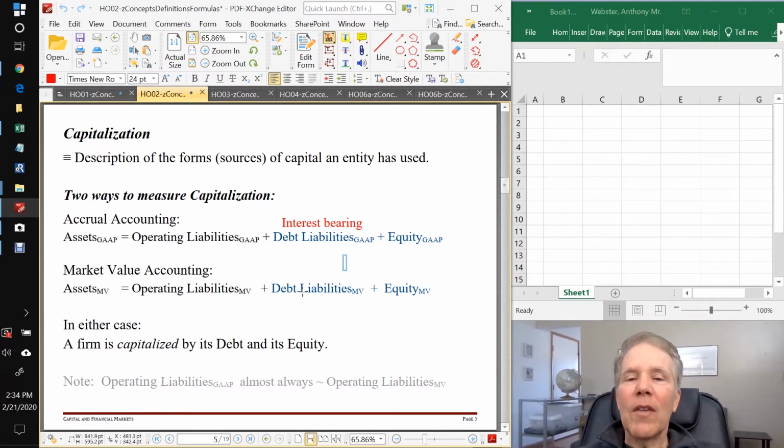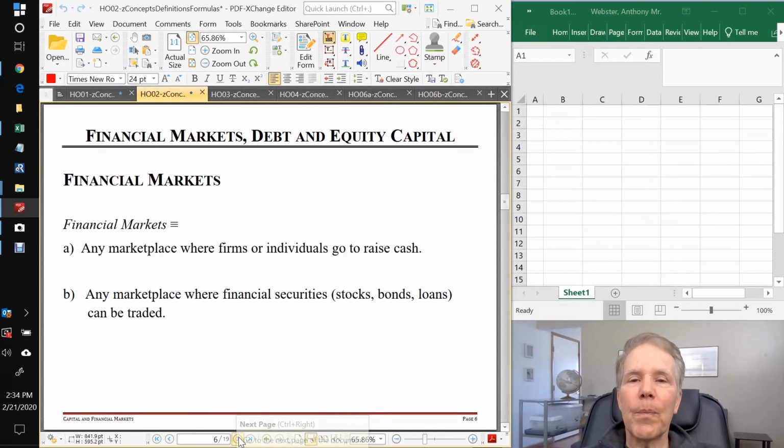That's your operating day-to-day liability, okay? And the difference between these two, which we've come back to several times during the semester, is that we can measure these things based on GAAP accounting, or we can measure them based on market value. And particularly, there's a big difference between equity GAAP and equity market value. Liabilities pretty much GAAP, they're very close to market value. The big difference is between equity GAAP and equity market value. And we say in either case, a firm is capitalized by its debt and its equity.